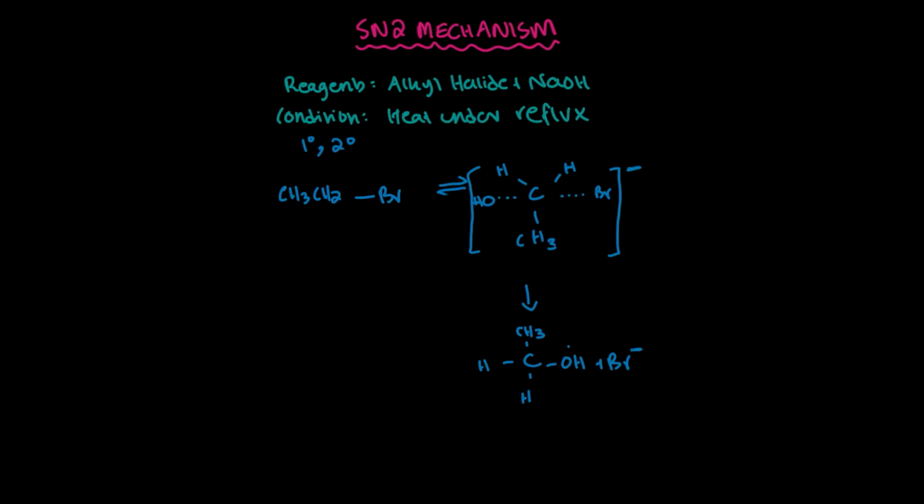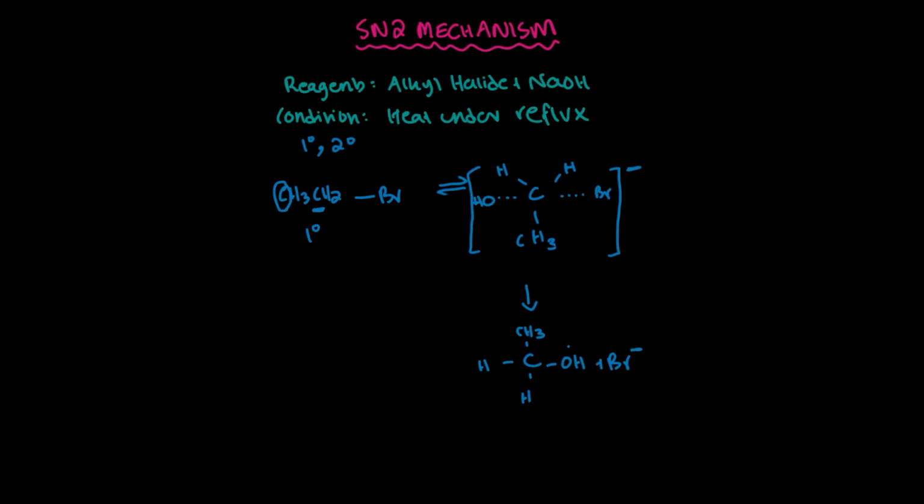Okay, now we're going to be discussing SN2 mechanisms. For this, your reagents are going to be the alkyl halide and NaOH, and the condition is heat under reflux. This mechanism is only applicable for primary and secondary alkyl halides. A primary alkyl halide is one in which the central carbon, which is this one, is bonded to only one other carbon. So this is going to be your primary alkyl halide.